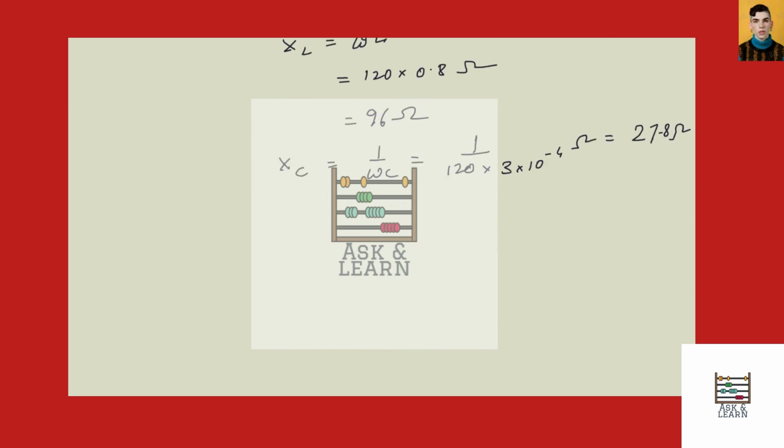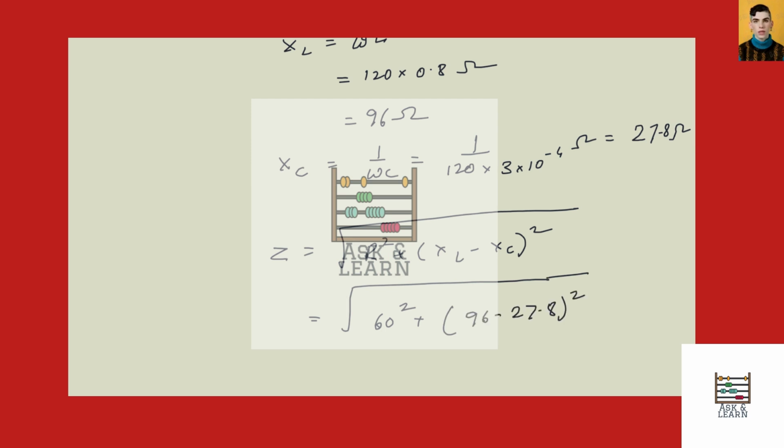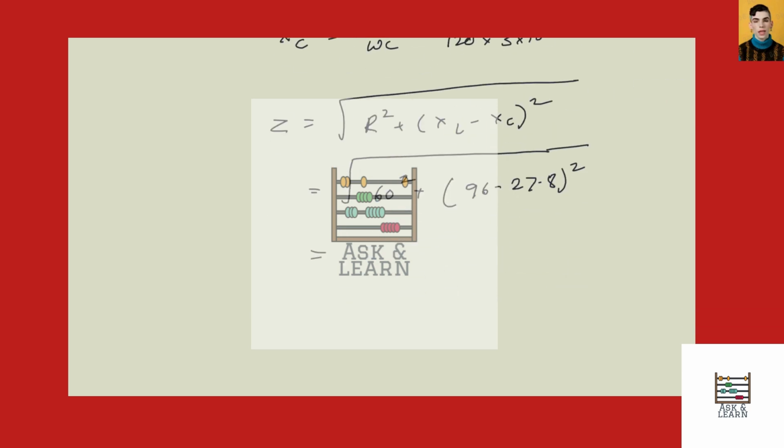From here you can calculate Z, which is the root of R squared plus XL minus XC, whole squared. This is equal to the square root of 60 squared plus 96 minus 27.8, whole squared, and this is equal to 90.85 ohms, the value of Z.